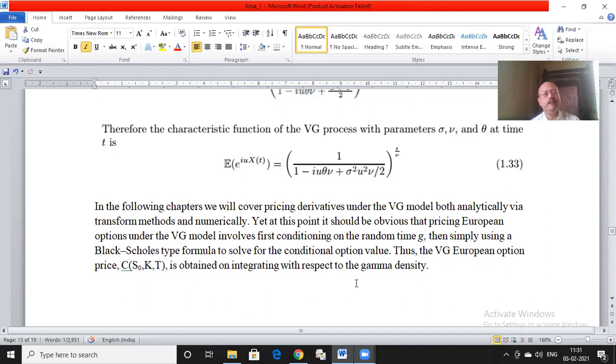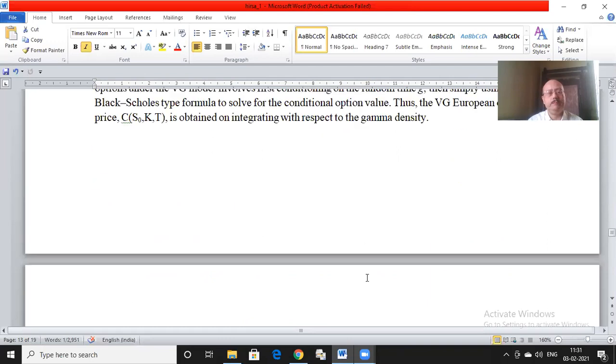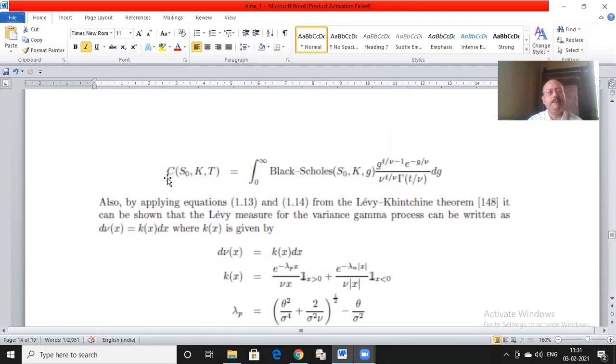Because again, what I do is first condition on the random time. Once I condition on the random time, it becomes a simple European option pricing model of the Black-Scholes variety. So I know the expression for it. Then the final variance gamma European option price is obtained by integrating the gamma density out. So the final strategy would be to evaluate a European option price, capital C, let's say a call option. I put in the Black-Scholes price here, conditioning on G, fixing G, and then I integrate over the whole gamma density of G.